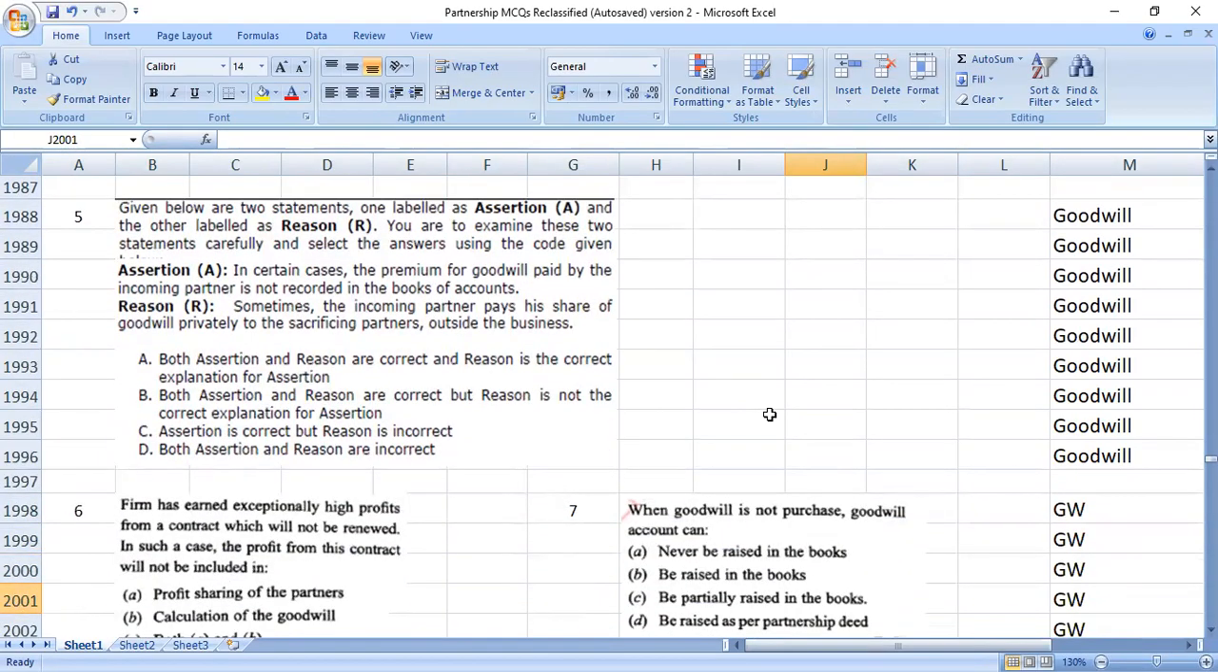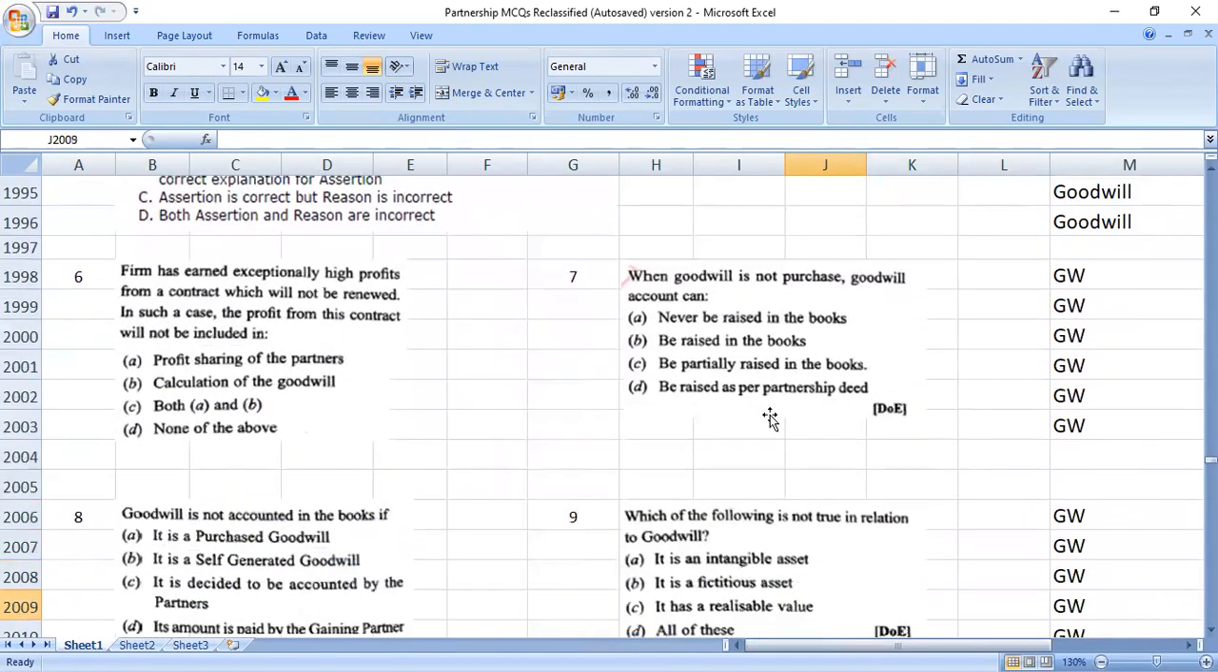In certain cases, the premium for goodwill paid by the incoming partner is not recorded in the books of accounts. Sometimes the incoming partner pays his share for goodwill privately to the sacrificing partners. Both assertion and reason are correct, and reason is the correct explanation of assertion. So A is the correct answer.